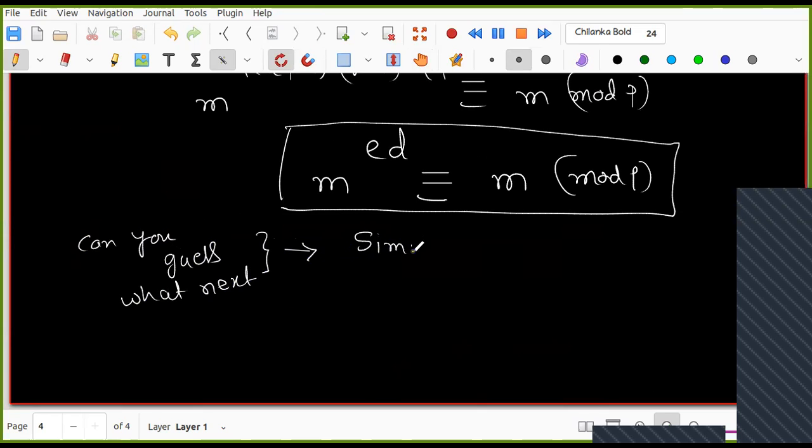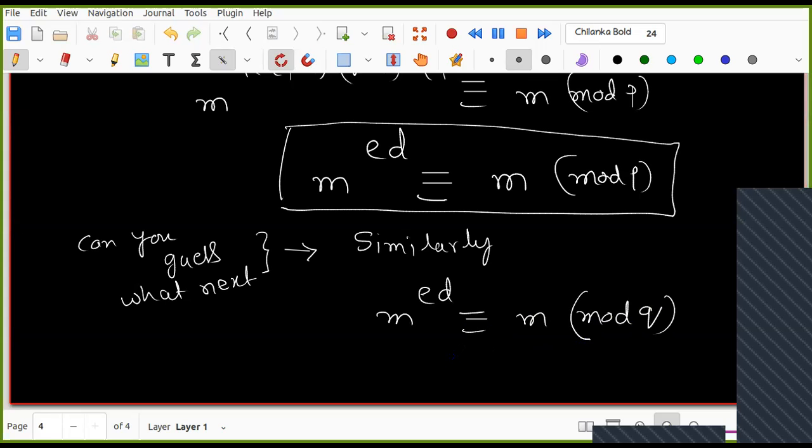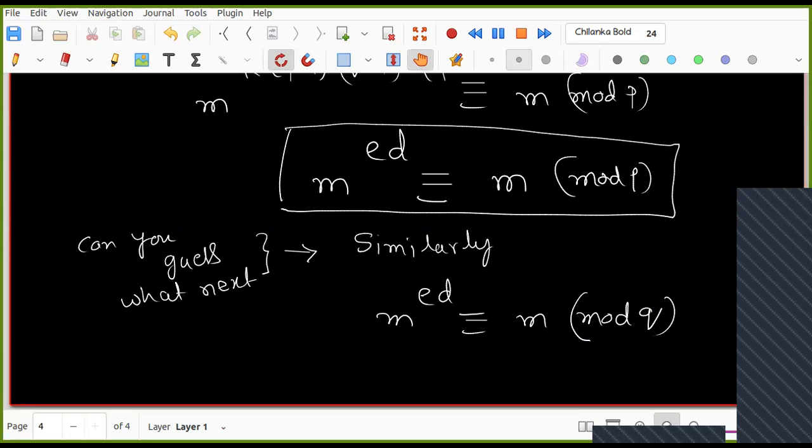I am giving a hint: similarly, same thing for Q. So M power ED is congruent to M modulo Q, also with the same logic, right? Now the gcd of P and Q is 1.